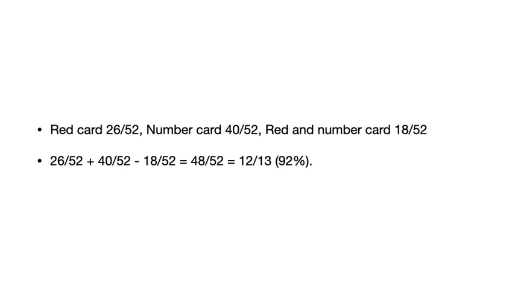So, go back to this one, we fix the math, right? Red card 26 out of 52, number card 40 out of 52, but we also have red and number card, 9 heart number cards, 9 diamond number cards, 18 out of 52. So we add red card, 26 out of 52, number card, 40 out of 52. Then we subtract the overlap to make sure we don't count them twice. 48 out of 52, 12 out of 13, roughly 92%.